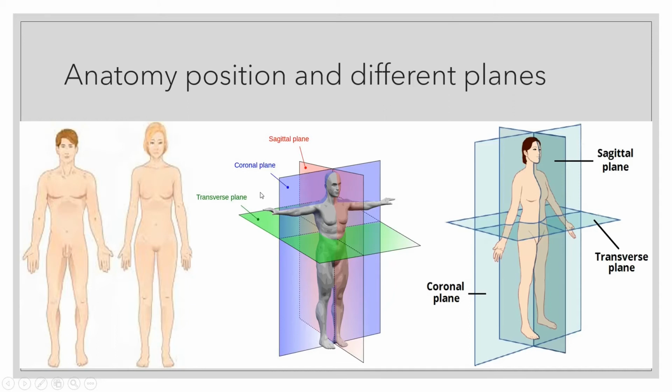Now coming to the planes. So there are three major planes that we would be studying today, which is the sagittal, coronal, and transverse plane. So coronal plane is basically cutting the body into anterior and posterior parts, meaning the front part and the back part. The sagittal plane goes ahead and divides the body into two different parts, the right and the left. And then transverse plane divides the body into superior or inferior.